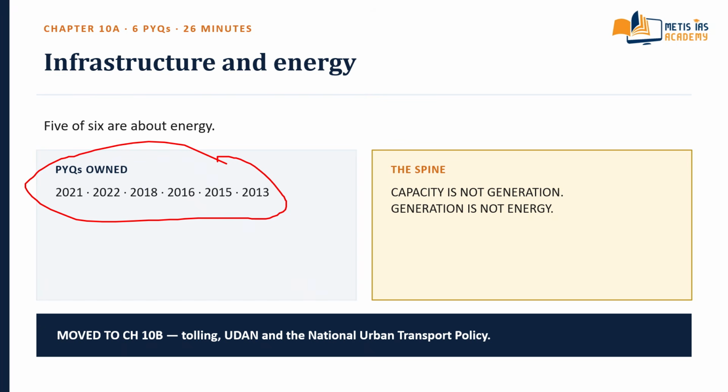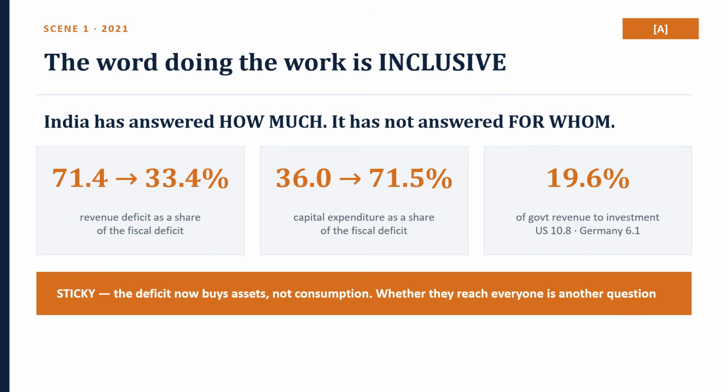Now the number that reframes it. The revenue deficit as a share of the fiscal deficit fell from 71.4% in financial year 20 to 33.4% in financial year 26 budget estimates. So capital expenditure as a share of the fiscal deficit rose from 36.0% to 71.5%. India has changed what it borrows for. In financial year 20, roughly 7 rupees in every 10 borrowed went to consumption. But by financial year 26 budget estimates, roughly 7 in 10 go to assets.